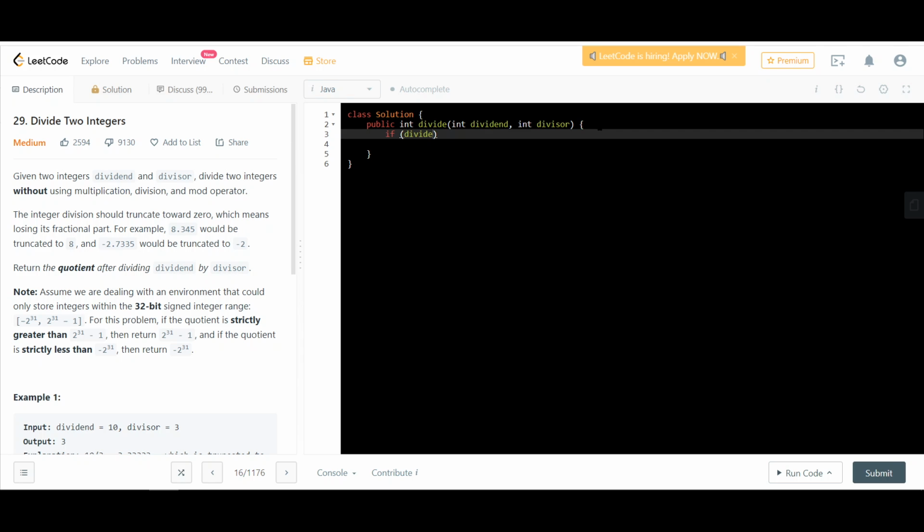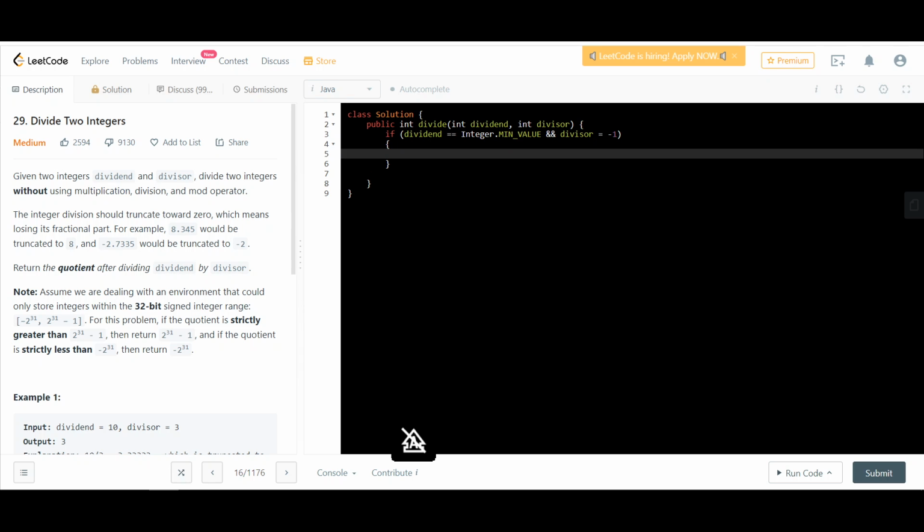So if our dividend is the minimum value and our divisor is -1, then the answer will be 2 raised to the power 31, but 2 raised to the power 31 cannot be held, so we have to return the max value. All right. So this is done now.